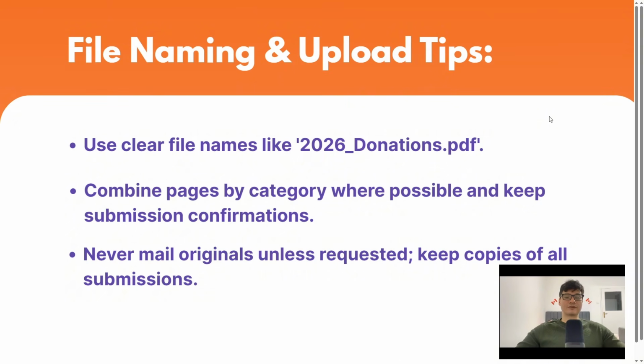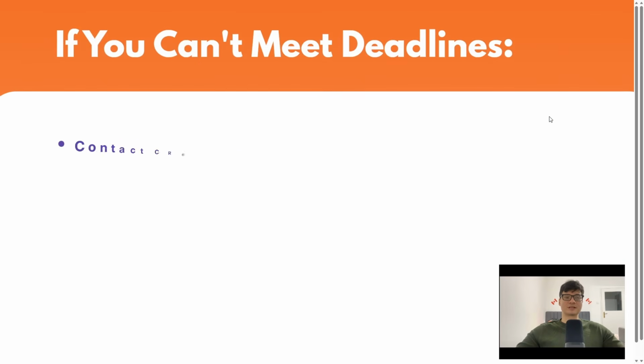So use a clear file name. If it's donations they're asking for, you can just say donations 2025, 2024, whatever year it is, .pdf. You won't mail or email them. You should just submit it on their website online.